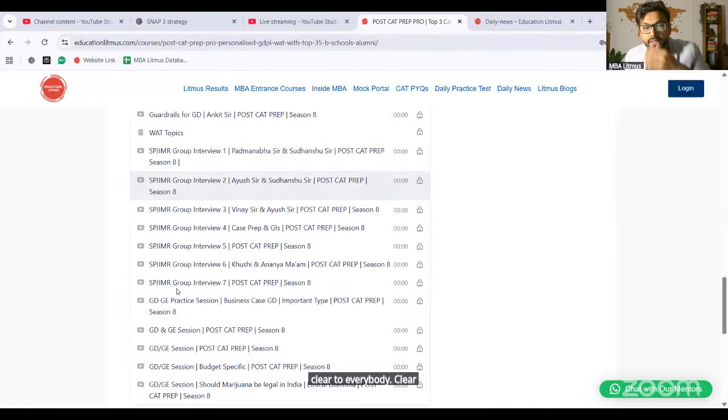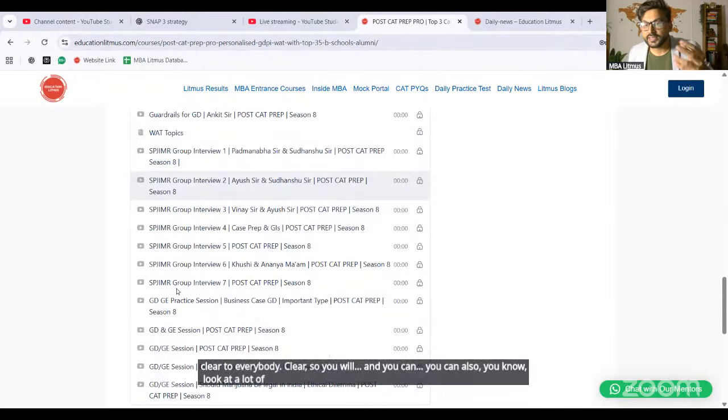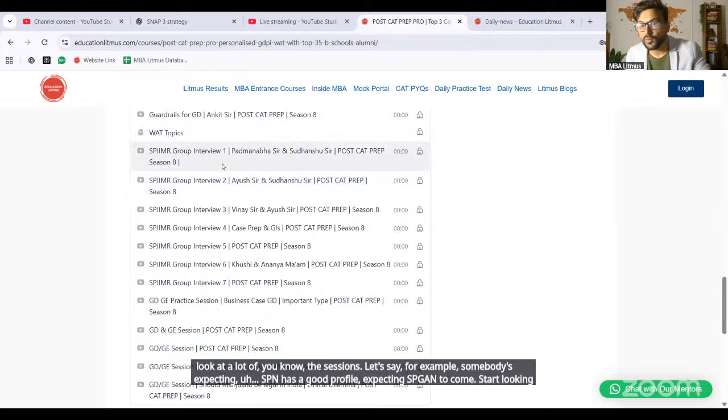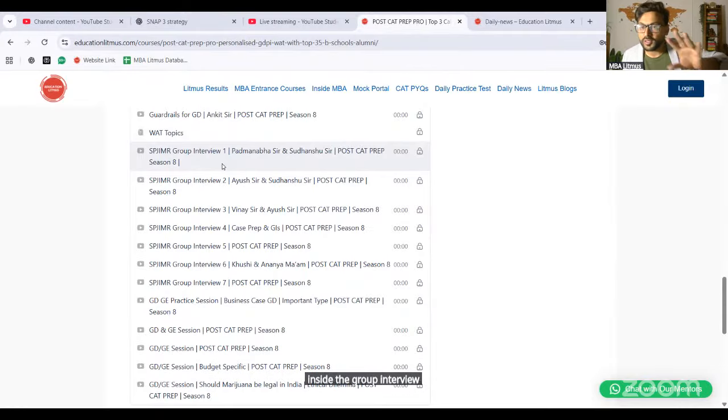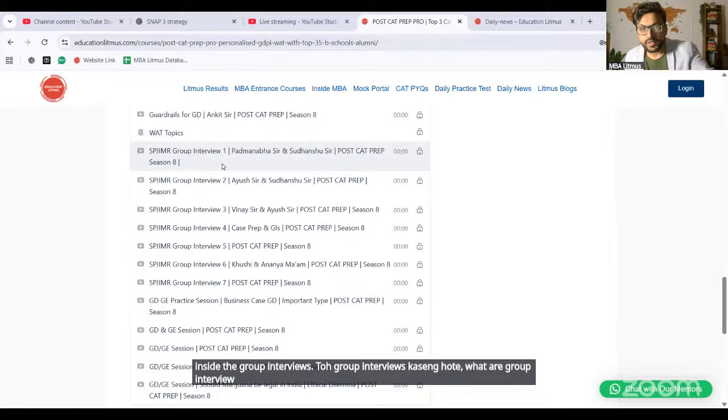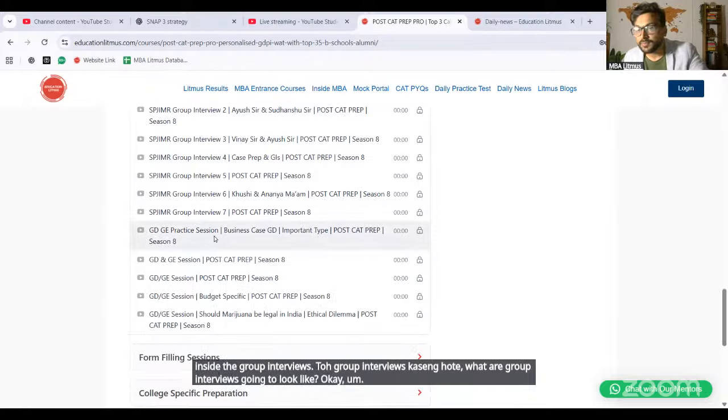Clear. So you can also look at a lot of the sessions. Let's say, for example, somebody has a good profile and is expecting SPJIMR to come. Start looking at group interviews. What do group interviews look like? You have a lot of interesting discussions inside the group interviews. बहुत लोगों की पिटाई हुई है, वो सब आपको यहाँ पे मिल जाएगा. तो ग्रुप इंटरव्यूज कैसे होते हैं? What are group interviews going to look like? What is GD practice going to look like?